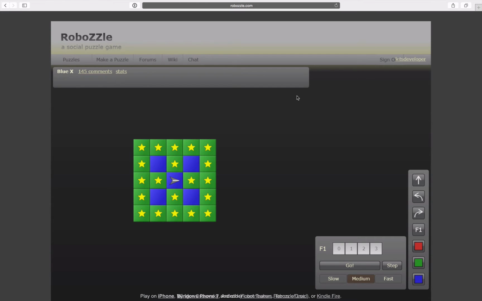Today we're going to start right into, I think, the ninth level of RoboZZle's campaign mode, which is called Blue Axe. At first view, it strikes me as the first slightly more complex level we have here. So let's figure it out. We have a blue X here, which is probably where the name comes from, and we have to somehow collect all the stars.